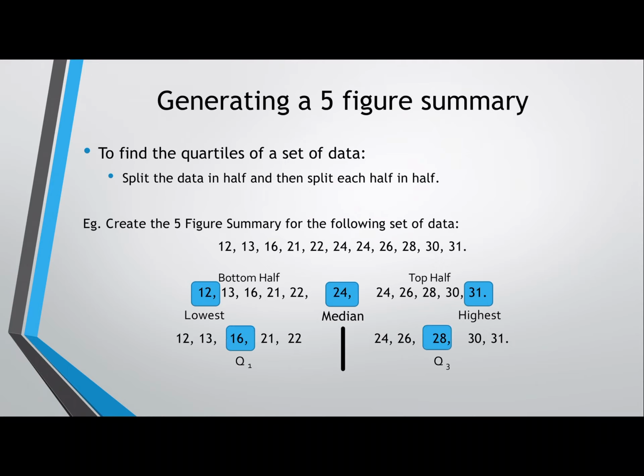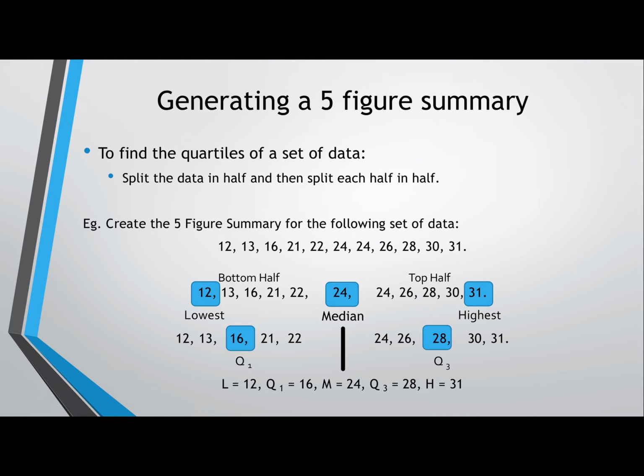So in the middle of each of those halves, Q1 is in the middle of our bottom half, so that's the 16, because that's the middle number out of those 5 in the bottom half. And our Q3 is 28, which is the middle of those top 5 numbers. So we can write our 5-figure summary.